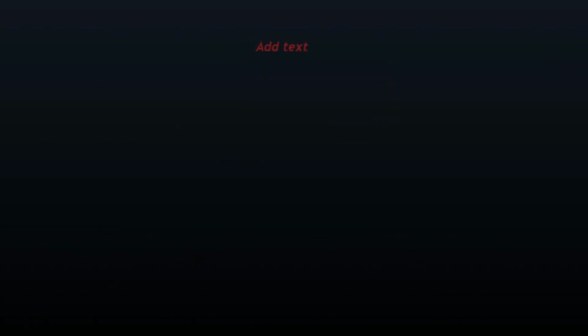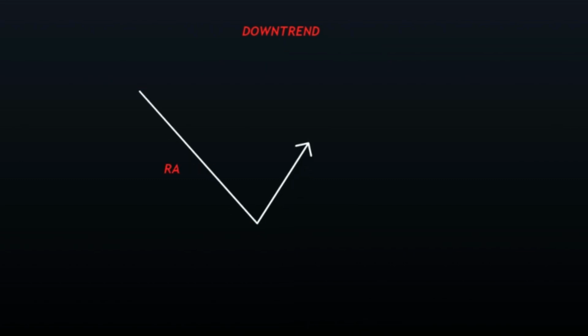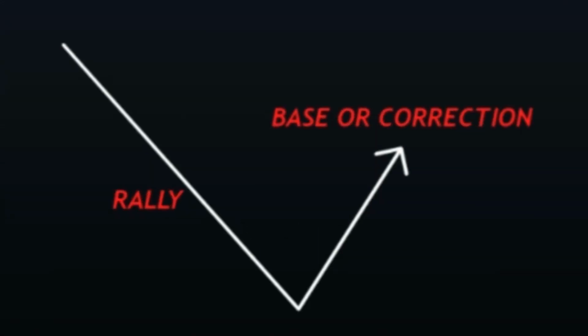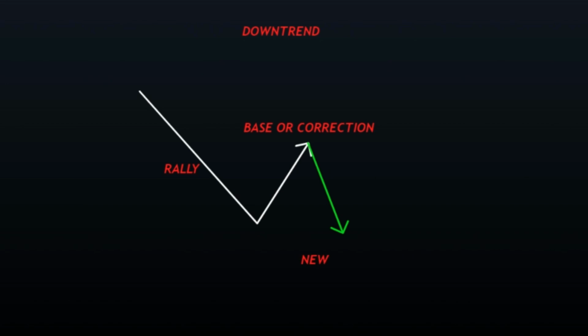All the same for a downtrend. A rally and a base. The new rally moves 0.618 of the previous rally all the time with 100% win rate.